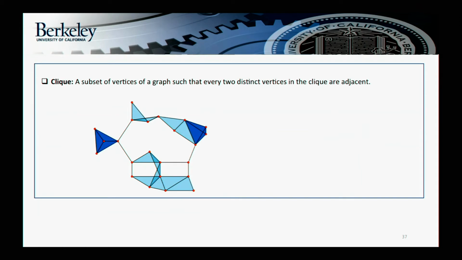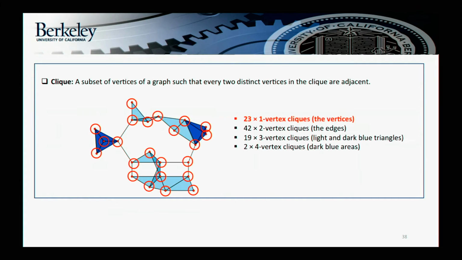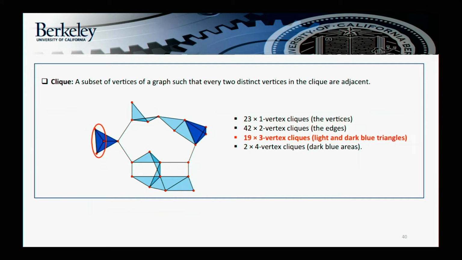There's another notion that we're going to use. It's called a clique. A clique is a subset of vertices of a graph such that every two distinct vertices in the clique are adjacent. For example, in this graph, if we want to look at the cliques, we can see that this graph has 23 one-vertex cliques, which are the vertices of the graph. It has 42 two-vertex cliques, which are the edges of the graph. And it has 19 three-vertex cliques, which are the light and also the dark blue triangles. And finally, it has 2 four-vertex cliques, which are the 2 dark blue areas.